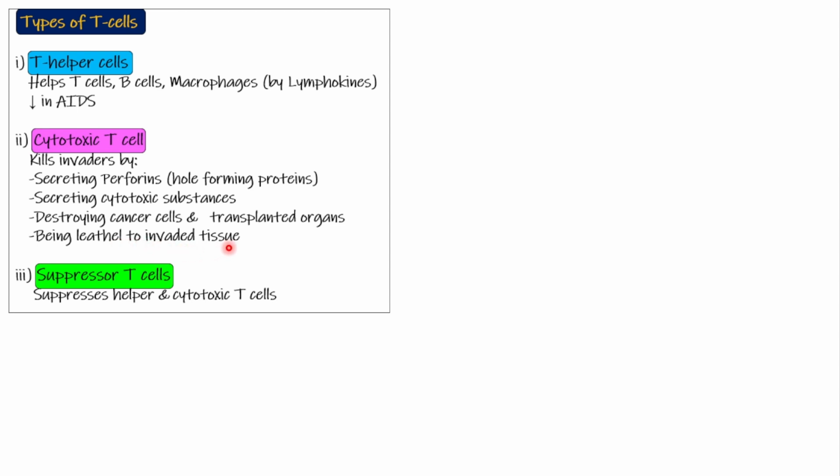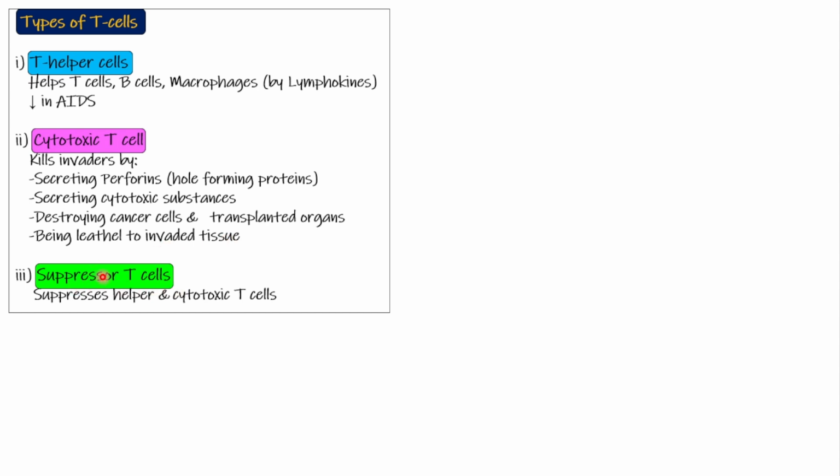For instance, if some organ in the body is being invaded by some foreign antigen, when the cytotoxic T cells attack the foreign bodies at that tissue, it will kill the foreign body. But along with killing the foreign body, they also cause some damage to the tissue where the foreign body was present. So they are also lethal to the invaded tissue. So basically, the cytotoxic T cells are doing the killing job. Okay, and then we have suppressor T cells.